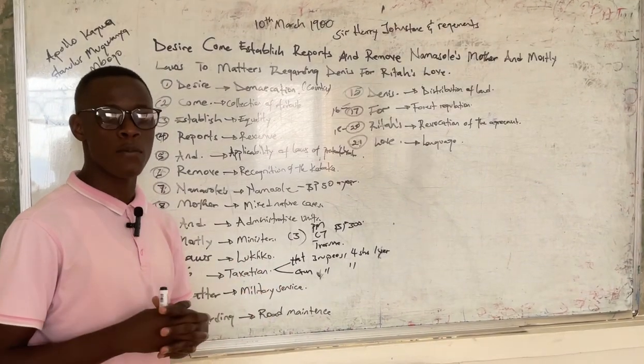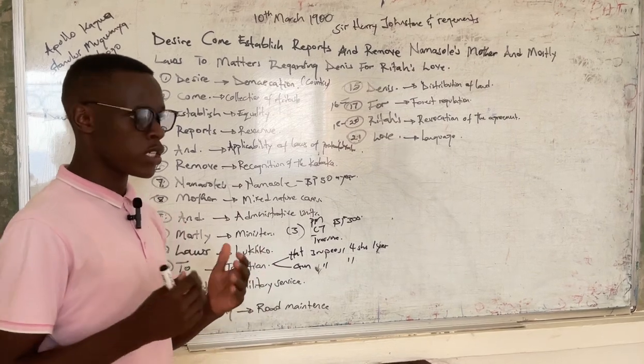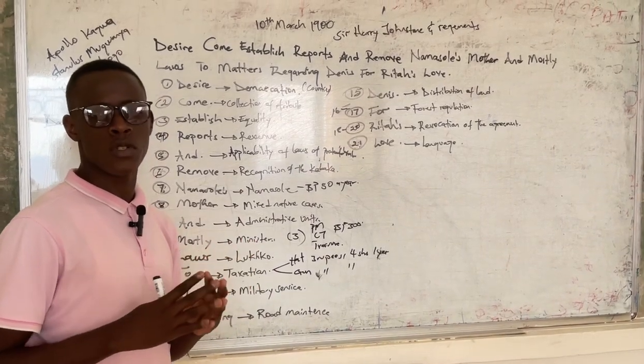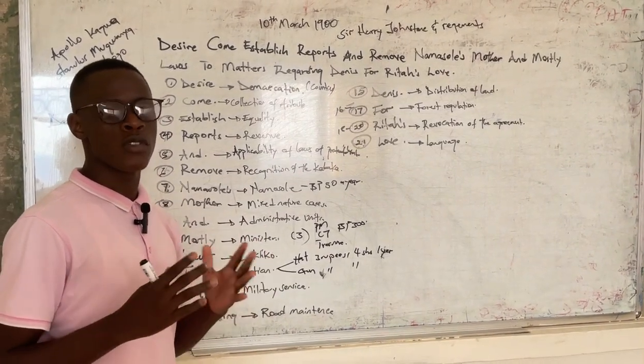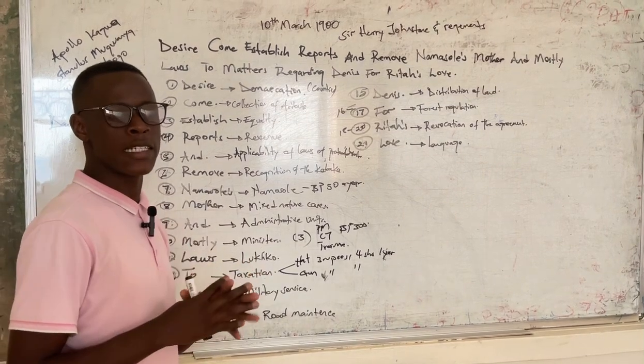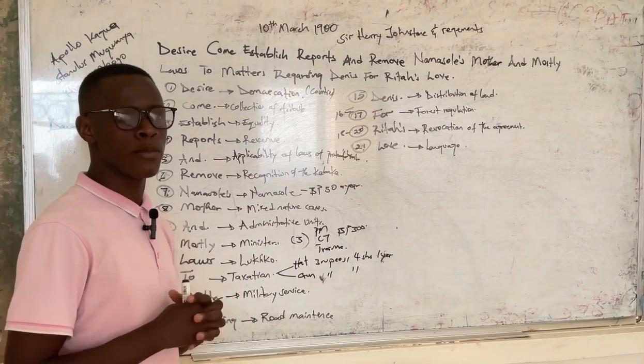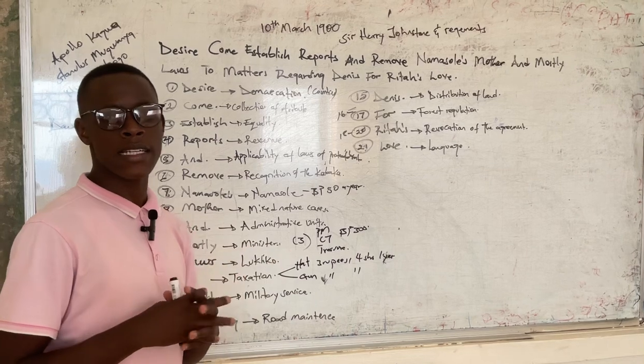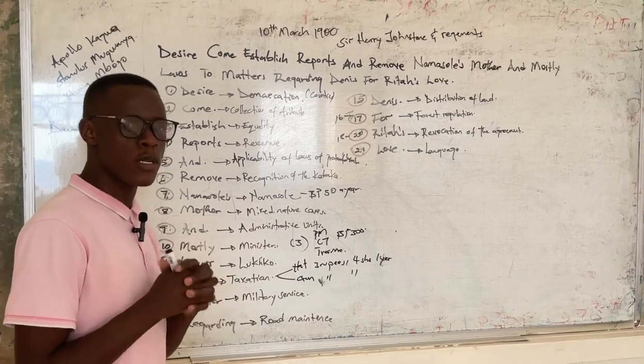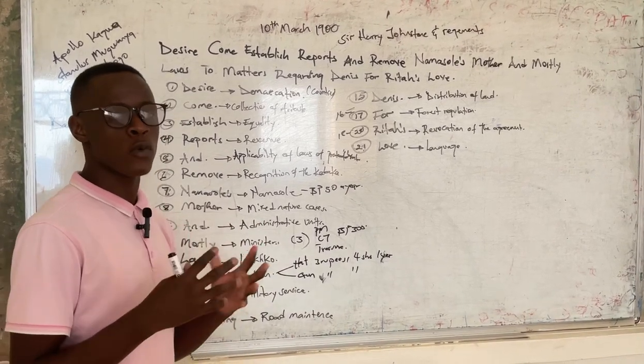By name, I'm Simon Peter Matalo, and today we are looking at constitutional history. Basically, we are going to look at the 1900 Buganda Agreement. Many historians say that it was one of the first constitutional documents that were signed or brought in Uganda.